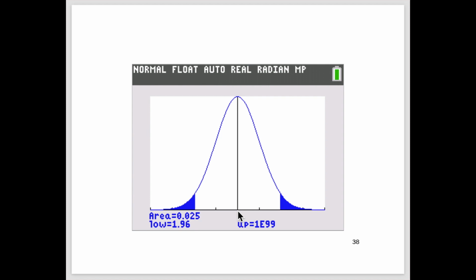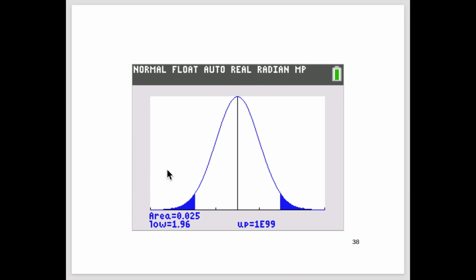And so what this tells us is that if the null hypothesis is true, the probability that we obtain a sample for which the standardized version of X bar is either to the left of negative 1.96 or greater than positive 1.96 is only 0.05. And so values of the standardized version of X bar in those regions we would consider to be unusual or unlikely if in fact the null hypothesis is true.